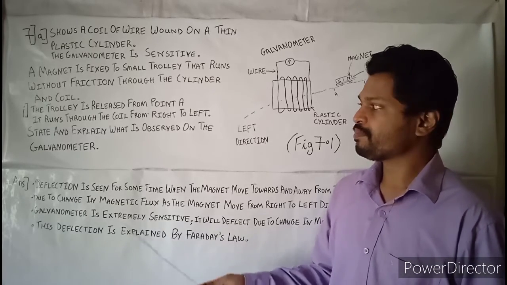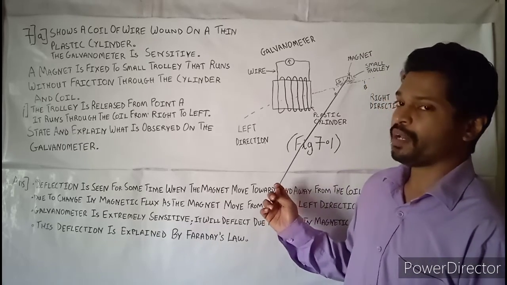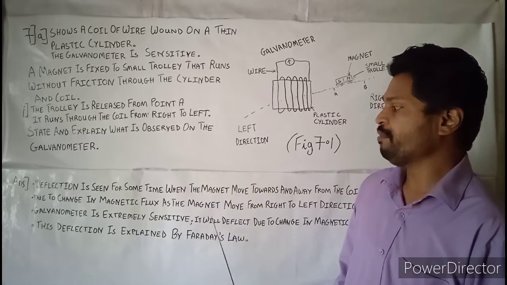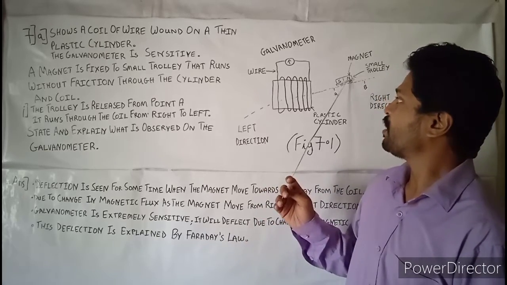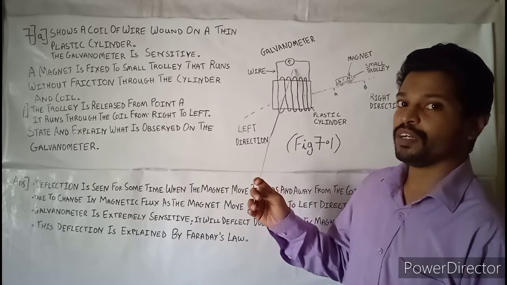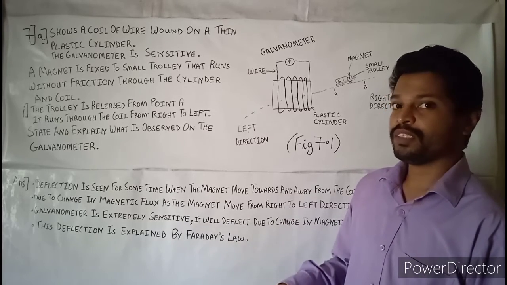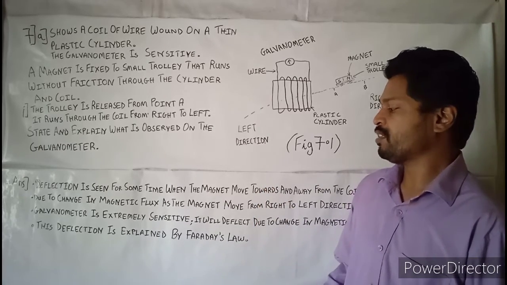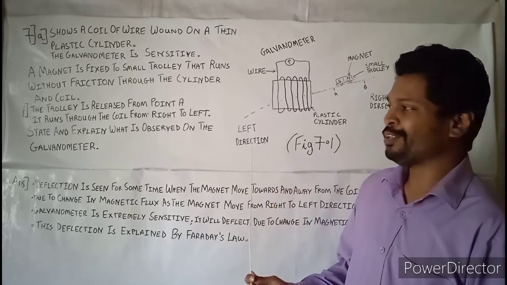So the answer is the deflection is seen for some time. When the bar magnet moves along this plane, the deflection is seen in the galvanometer for some time when the magnet moves towards and away from the coil. When it moves towards and away from the coil, there is a deflection on the galvanometer, due to the change of magnetic flux, as the magnet moves from the right direction to the left direction.